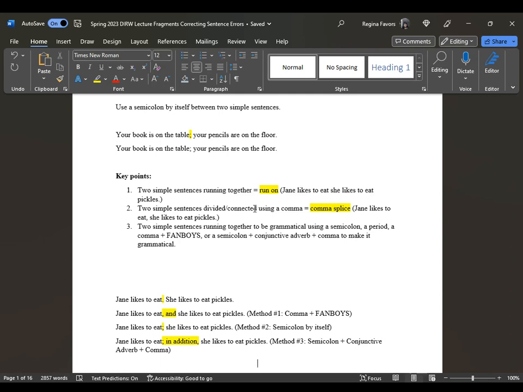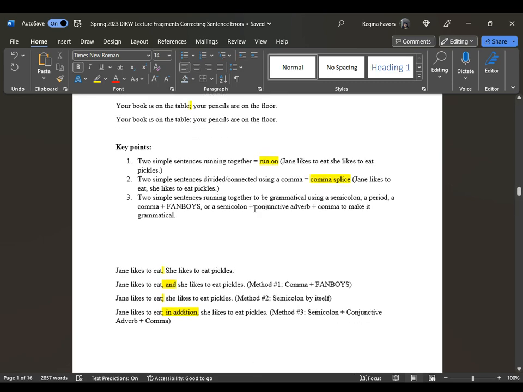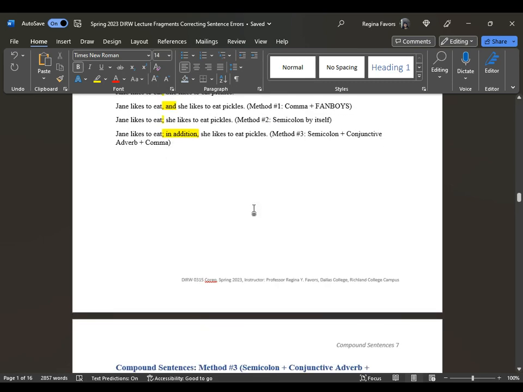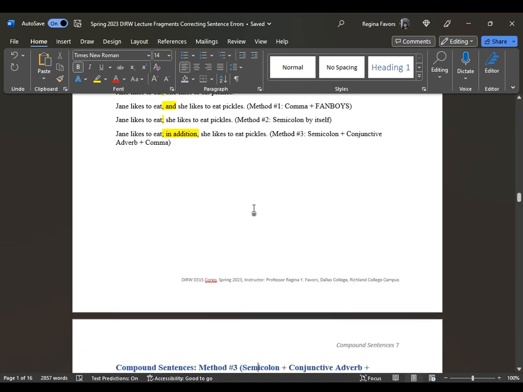Because if you place a comma in between "Jane likes to eat, she likes to eat pickles," that's your comma splice. If there is no comma and you are running the sentences together, that's a run-on. And so you use any of the methods that you see here to correct the sentence. So essentially read the very first sentence to the very end, and then read the next sentence, and you'll know which one is one sentence, one independent clause, and what is another.